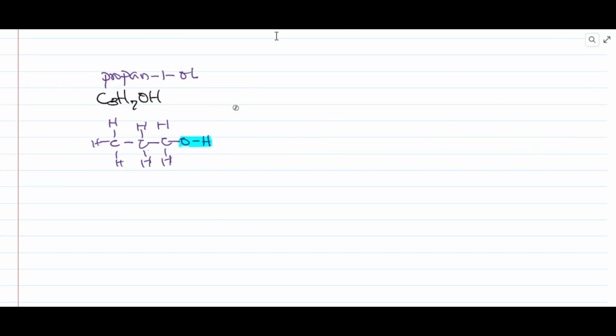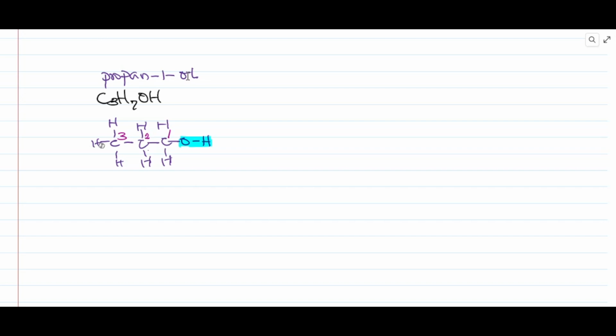So let's quickly look at structural isomers in alkanols as well. Or when I say alkanol, remember I mean alcohols. So this is propan-1-ol. We call this one propan-1-ol because the -ol, that is the OH, is attached to carbon number 1, as we said earlier, 1, 2, 3.